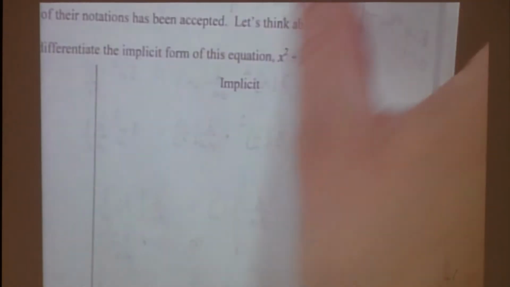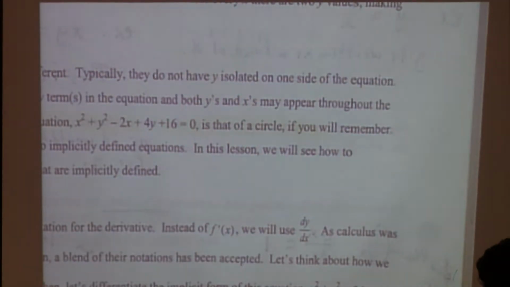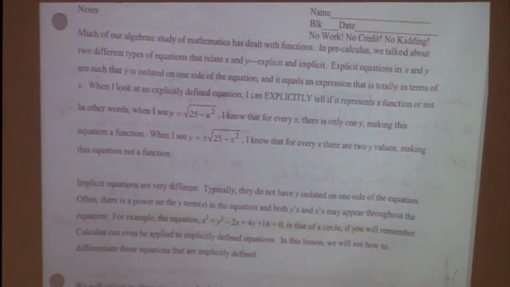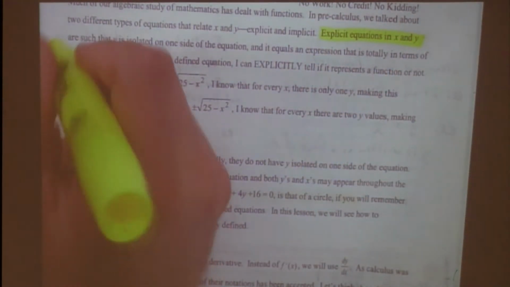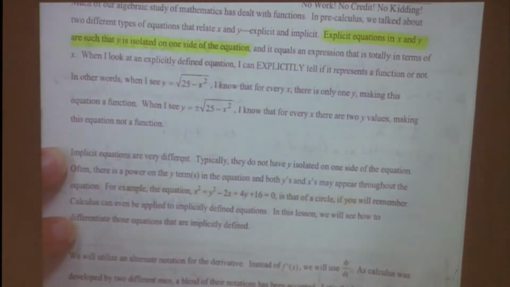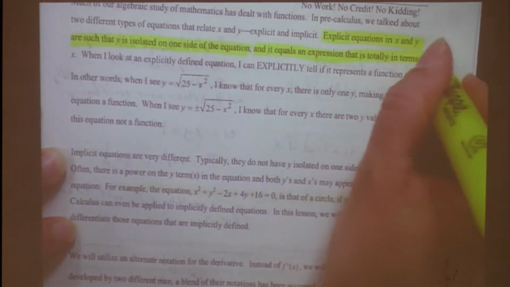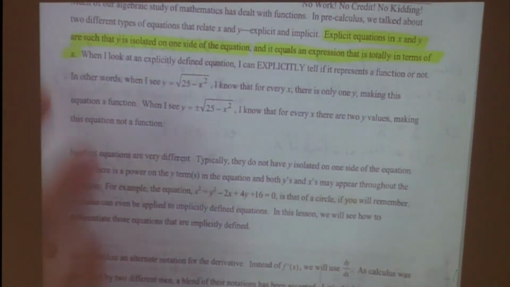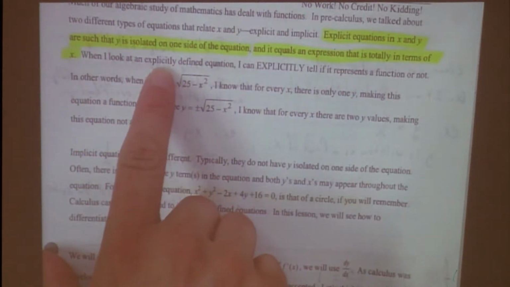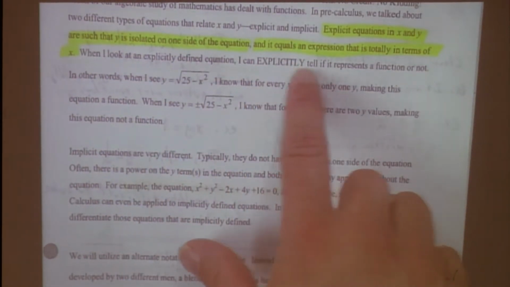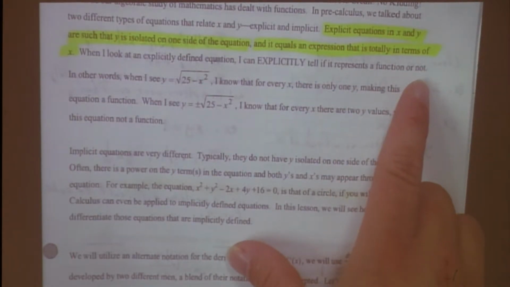Alright, let's look at some more examples. So this is basically going to restate everything that I just said. So let's just highlight the important parts in case you ever wanted to look back at it. Okay? So it says, explicit equations in x and y are such that y is isolated on one side of the equation and it equals an expression that is totally in terms of just x. Okay? So if you continue reading, it says, when I look at an explicitly defined equation, I can explicitly tell if it represents a function or not.